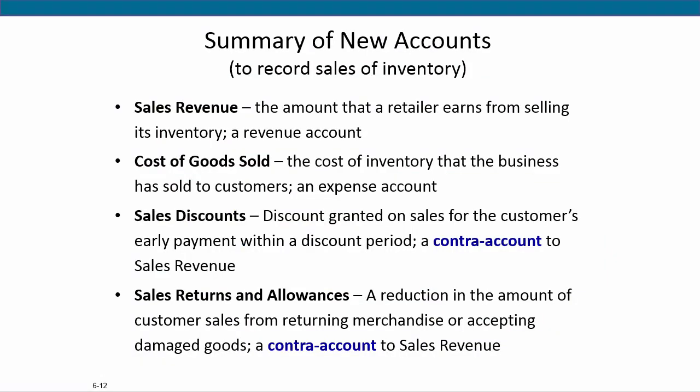And finally, I'm providing you with a summary of new sale-related accounts: sales revenue, cost of goods sold, sales discount, sales returns and allowances. For your information, this information is in the textbook as well.